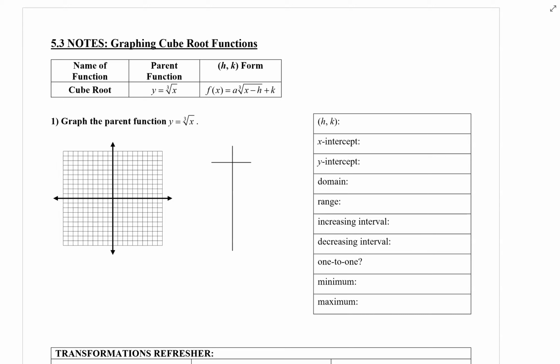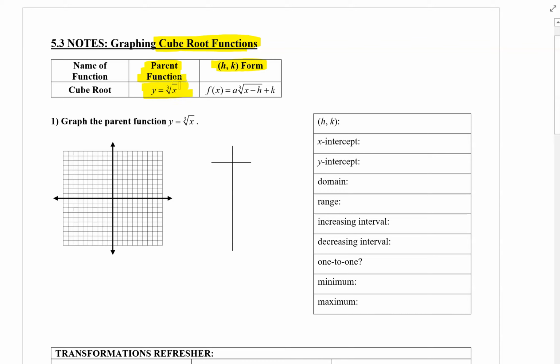Welcome class to our video notes lesson on section 5.3, where we are going to learn how to graph cube root functions. Now before we get into how to graph their HK versions, we will spend some time to learn about what we call the parent function, which is just the plain cube root of x.